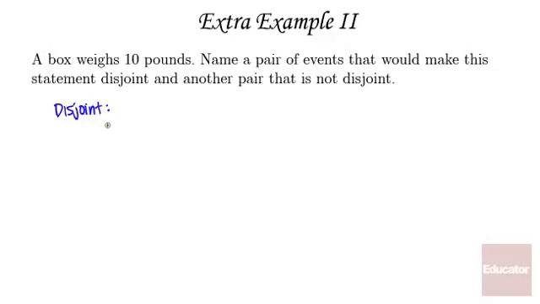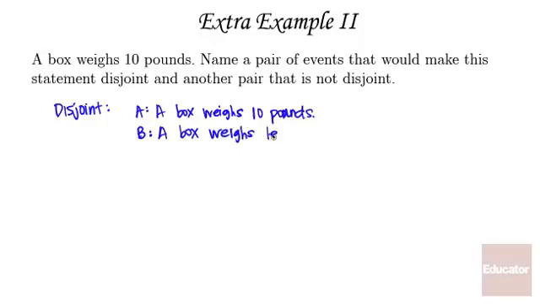Let's make it that statement right there. So A, my first one: a box weighs 10 pounds. And then for B, our second statement, to make it disjoint: the same box weighs less than 8 pounds. Okay, it wouldn't make sense, right? So this is disjoint.